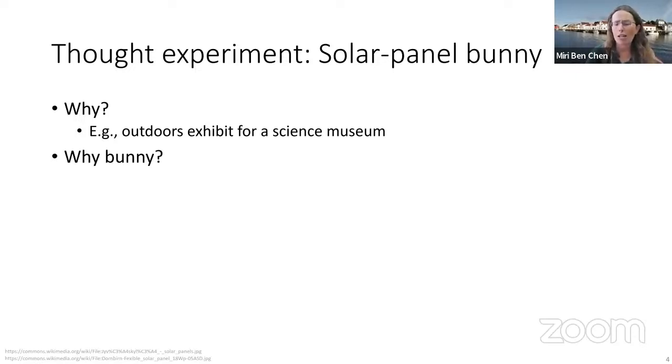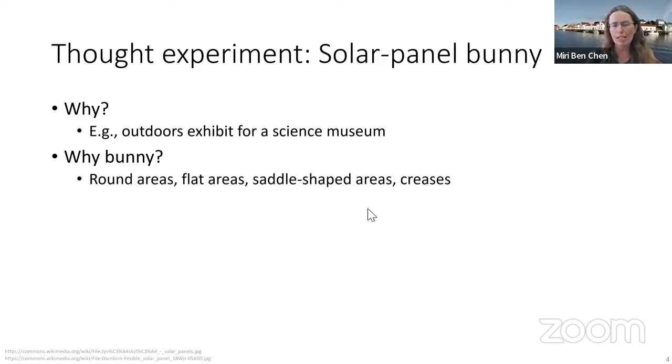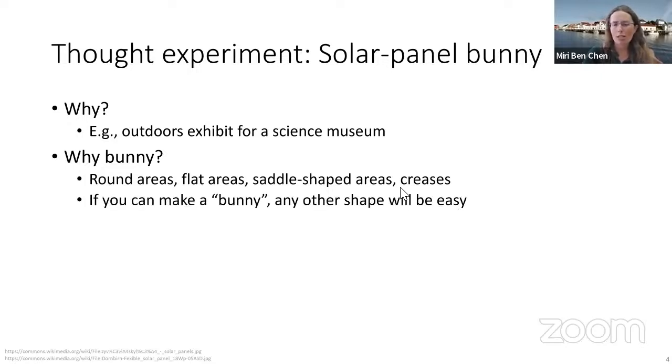So why bunny? So essentially, if you're an engineer or a mathematician or a programmer, you want to think about the complicated examples. So not necessarily spheres, something which is more elaborate. And essentially bunnies have round areas and flat areas and saddle-shaped areas and creases. And from my experience of playing with 3D models, once you have your bunny, the other shapes are easy. And this is a generalization. Okay, so obviously you want shapes which have varied types of curvatures and features.